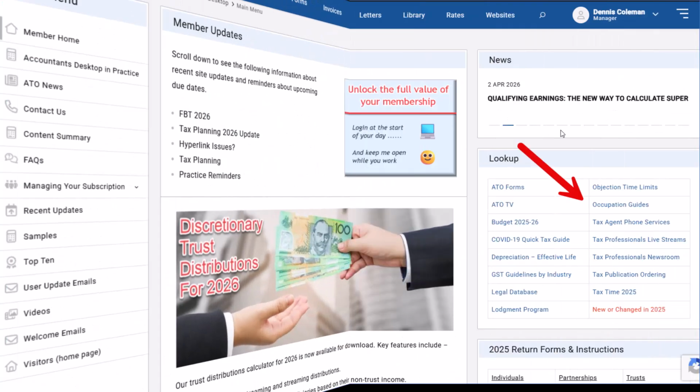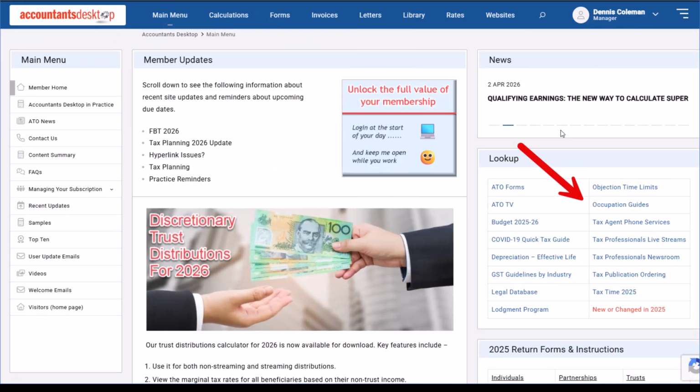Next, Alex prepares a personal return for a mining employee. Being a suburban practice, not many returns are completed for mining employees. She goes to our homepage and clicks on the Occupations Guide link in our Lookup section to view an ATO publication on deductions that can be claimed by mining site employees.